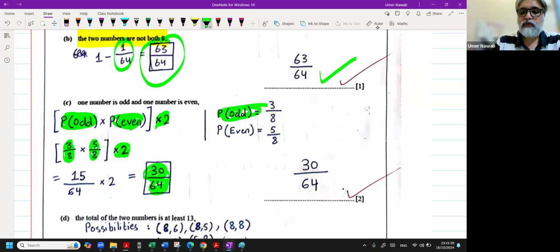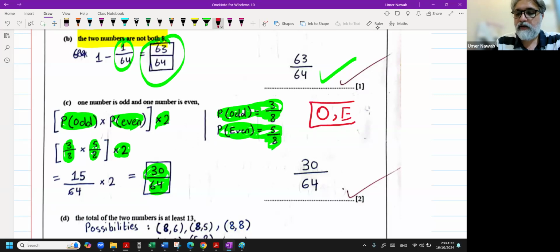So the probability of getting odd is 3 over 8, and the probability of getting even is 5 over 8. So the first case, odd and then even. This is case number 1, plus the second case, first is even, but then odd.